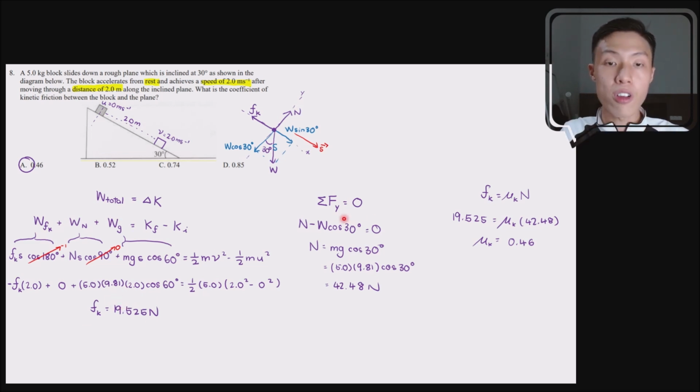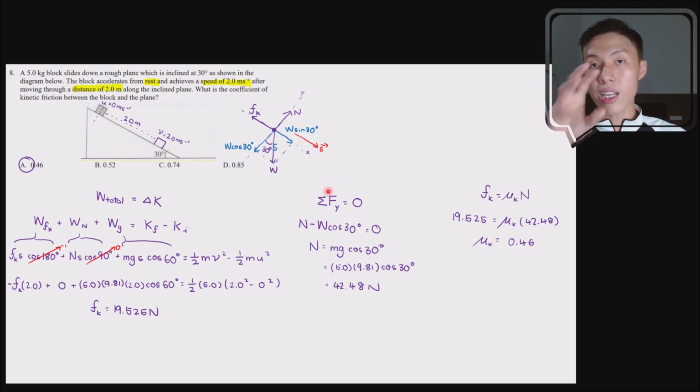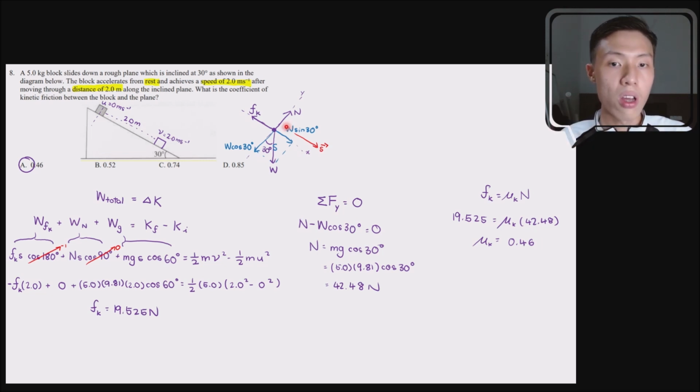For forces, if the object is not moving or at rest in that dimension, then we analyze it using Newton's first law. If it's moving at constant velocity in that dimension, first law as well. But if it's moving with a non-zero acceleration, like in this case in the x dimension, then you can analyze it using F equals ma, Newton's second law. Okay, so this will be question 8 over here. Let's move on to the next question.